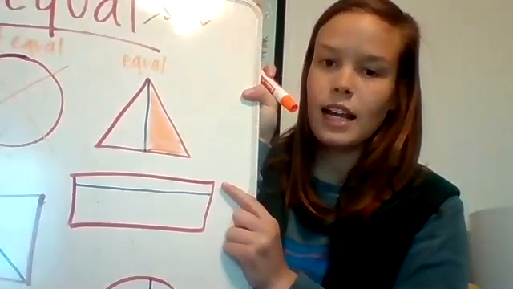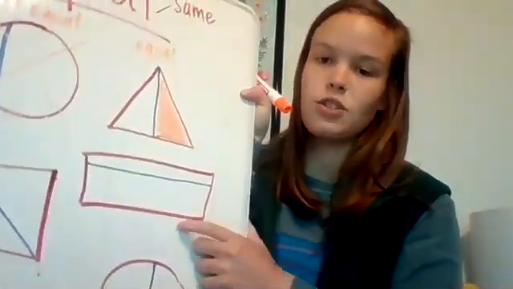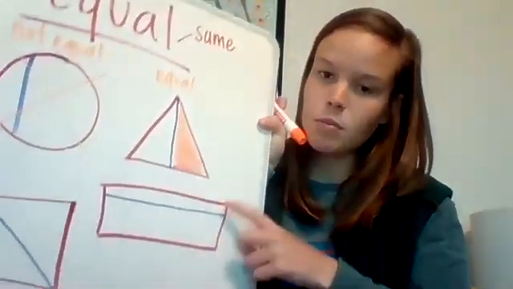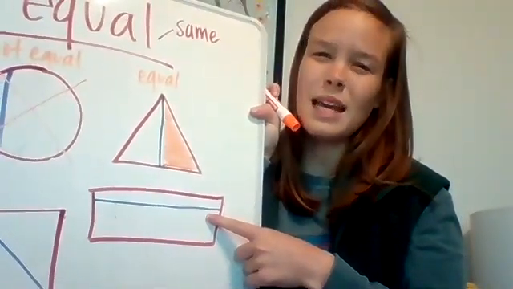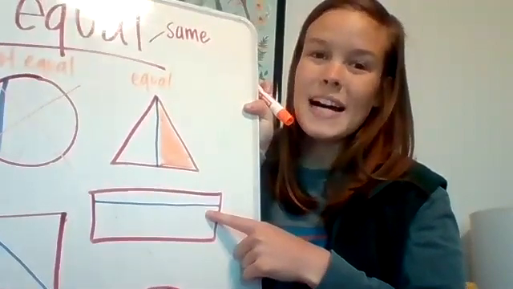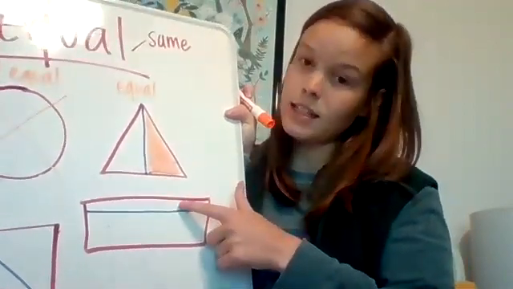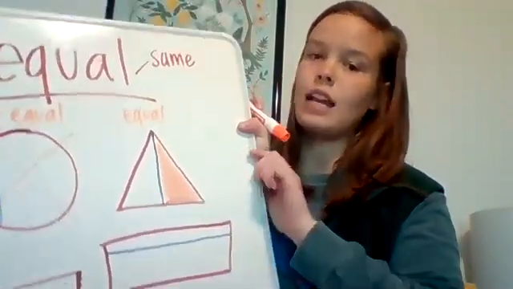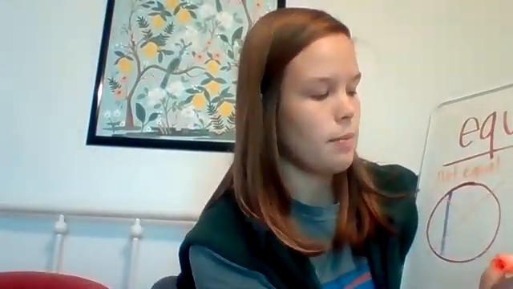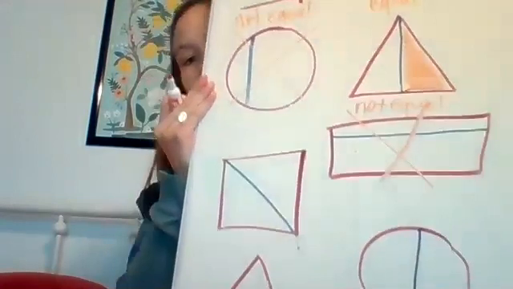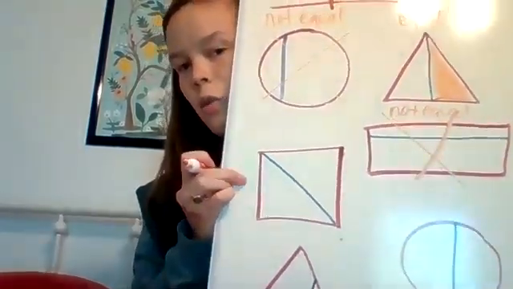Okay. Now right here, I have a rectangle. Yep, this one's a rectangle because 2 sides are short and 2 are long. And this blue line right here is where I cut it across, trying to make it equal. But I didn't because this is smaller than this side, and for it to be equal, they need to be the same. Good job. So I put a line through it and writing not equal.